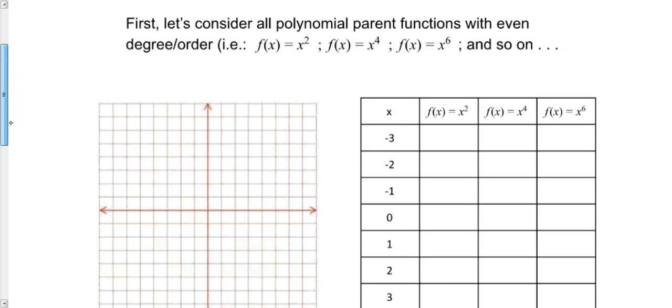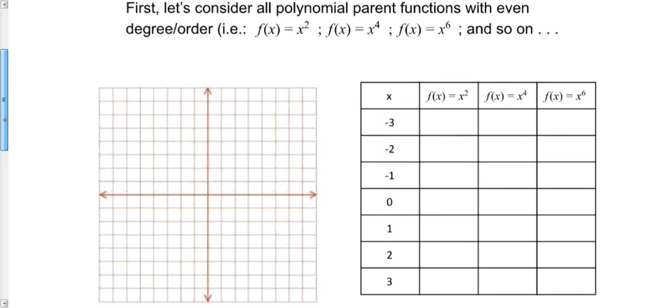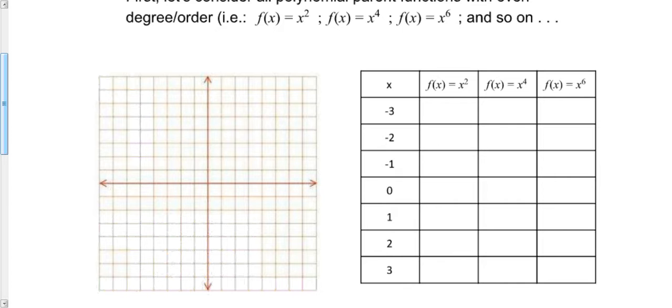So here's what we're going to do. We're going to consider all parent functions with even degree or order. Okay? So I want us to build a table alongside a graph. Who needs graph paper? I do. Okay, let's do graph paper and tables.